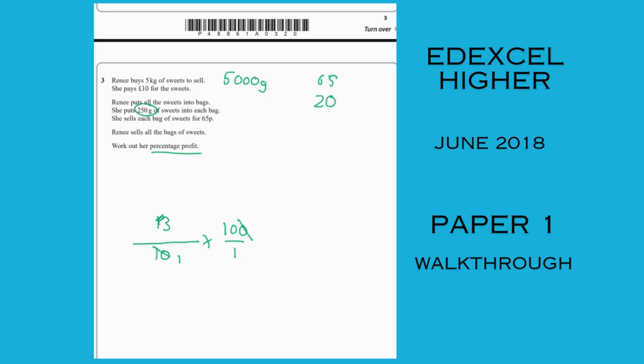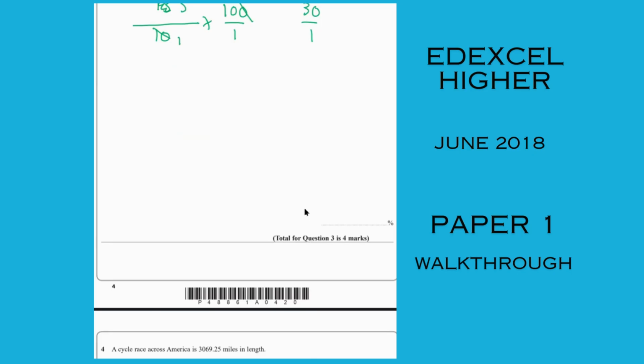Whoopsie doodle. As I said, actual profit, not amount she gets. I'm sure you spotted it. Top times top, bottom times bottom, and we get the answer 30.